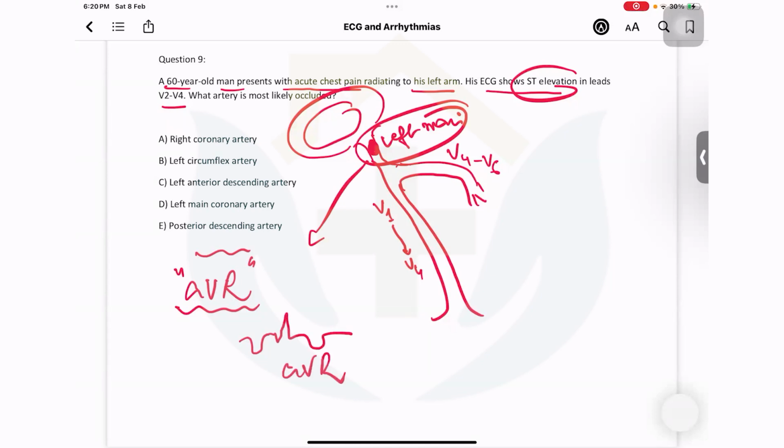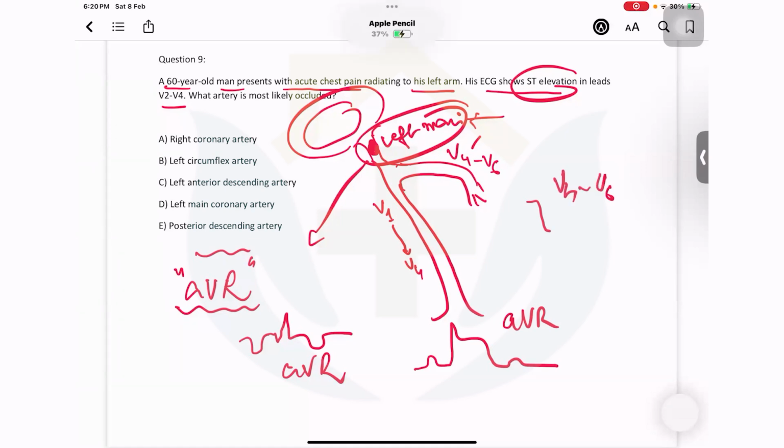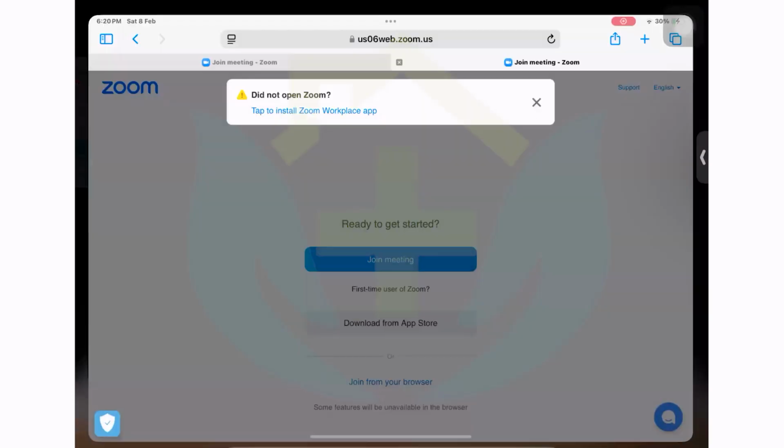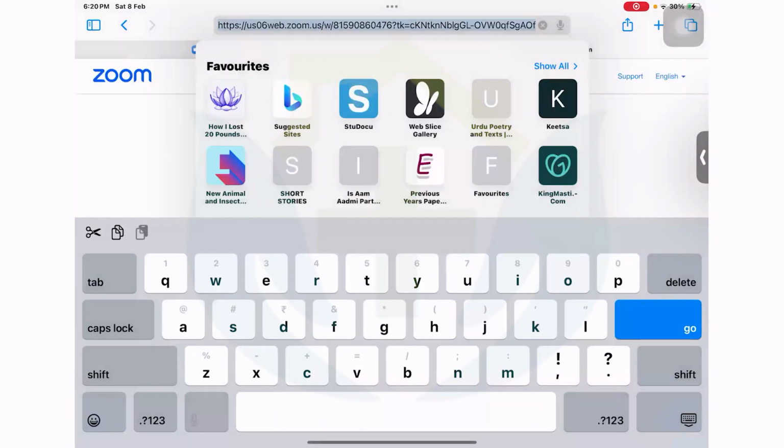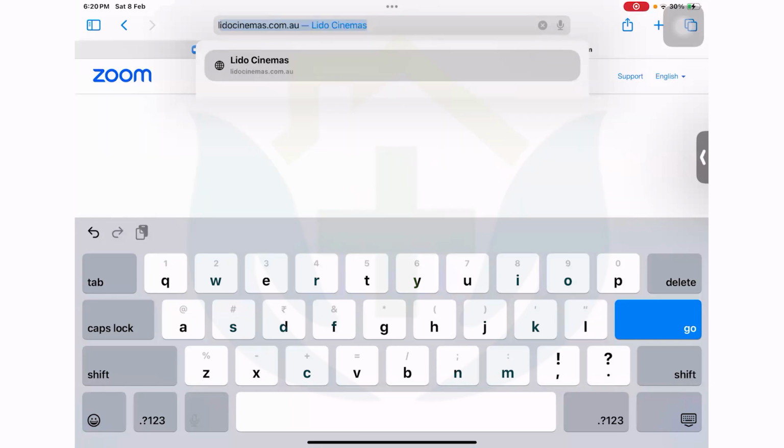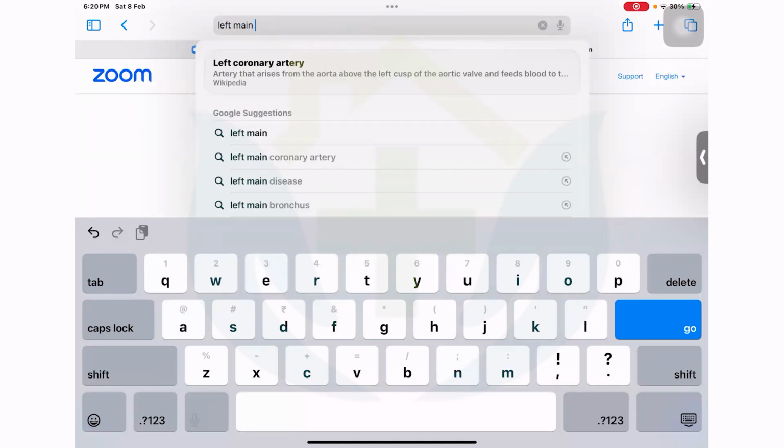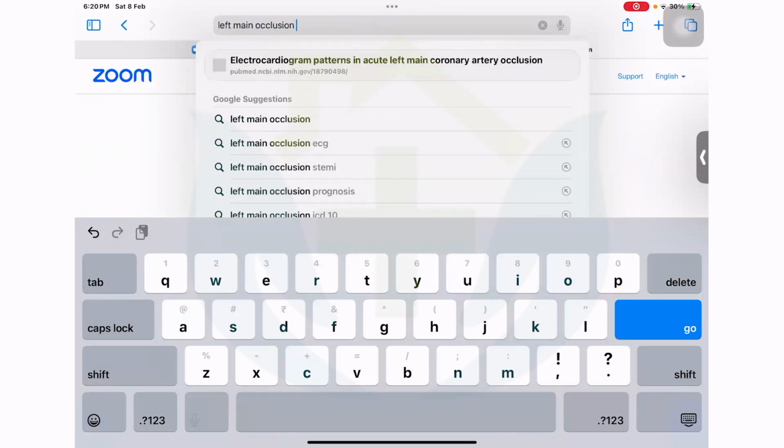But in case of left main coronary artery thrombosis, the upright P will be there and ST elevation will be there in the aVR with ST depression in V4 to V6. Okay, I'll show you. Yes, you told us in the last class. Yeah. So it is left main occlusion ECG.